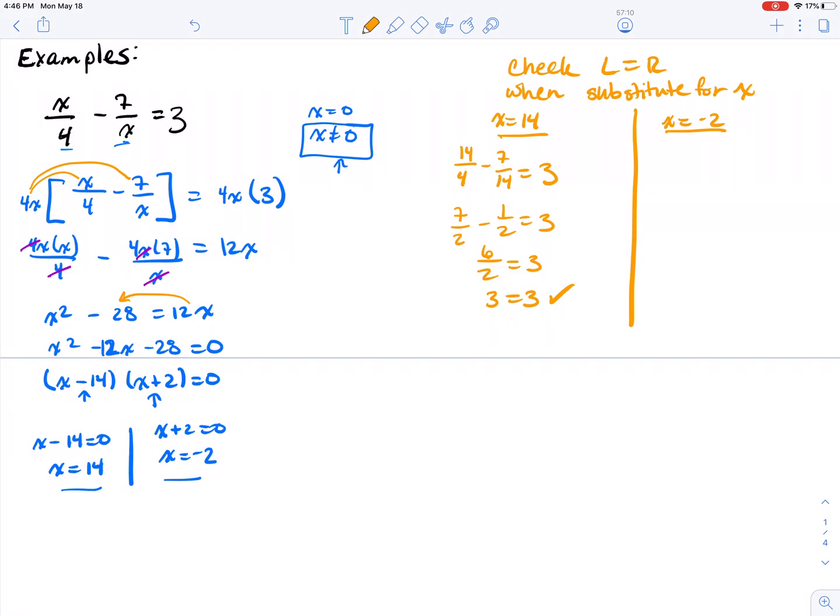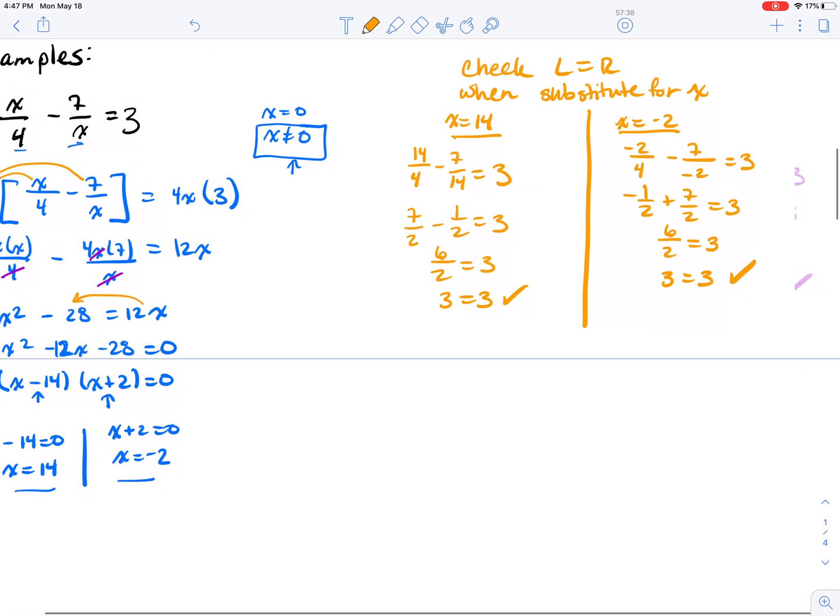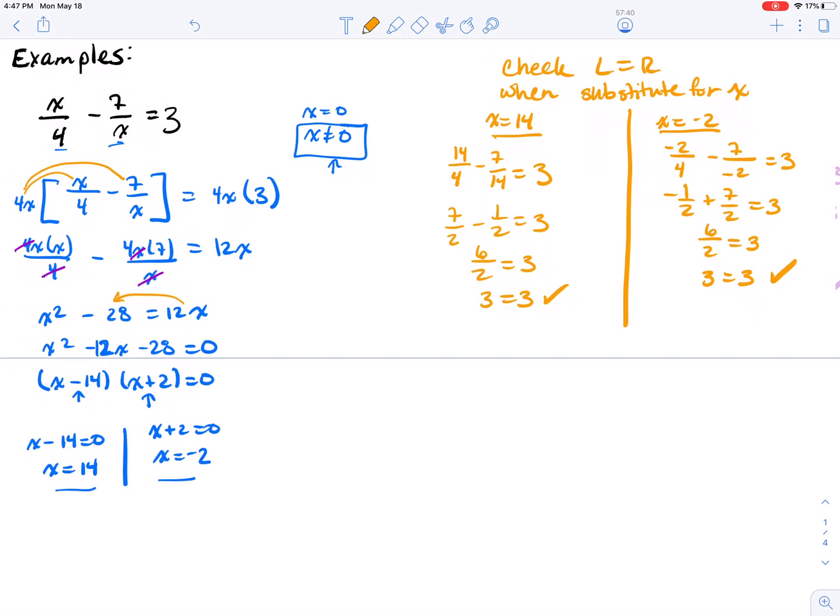Let's try x equals negative 2. So I have negative 2 over 4 minus 7 over negative 2 equals 3. Negative 1/2 plus 7 over 2 equals 3. 6 over 2 equals 3. 3 equals 3. So yes, both my solutions that I found for x work, because through my check, the left side equals the right side.